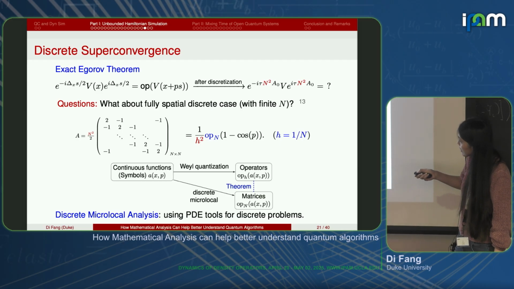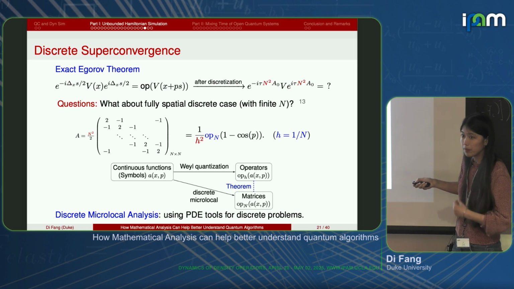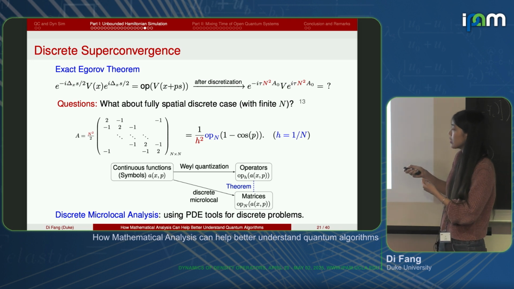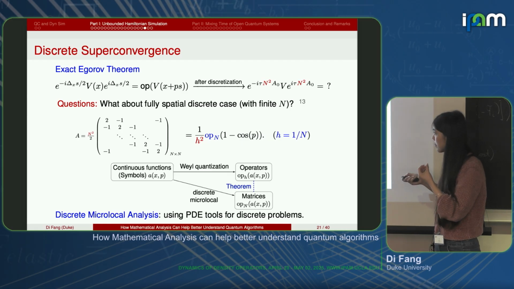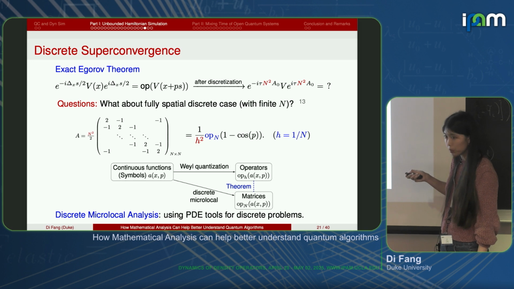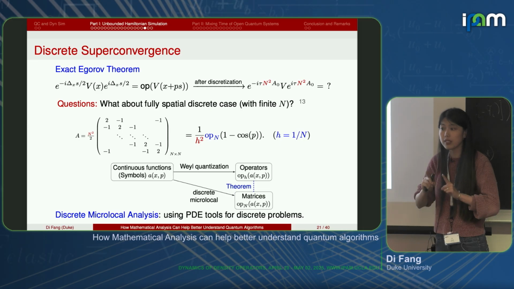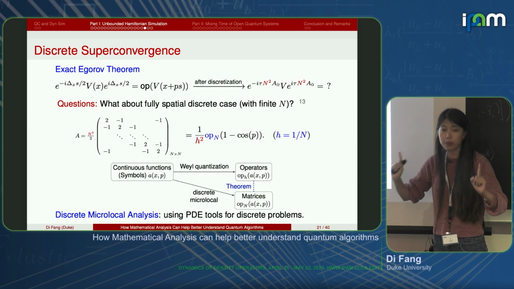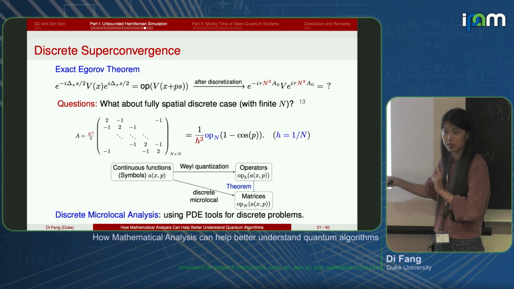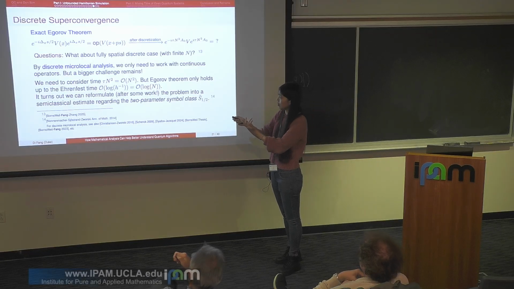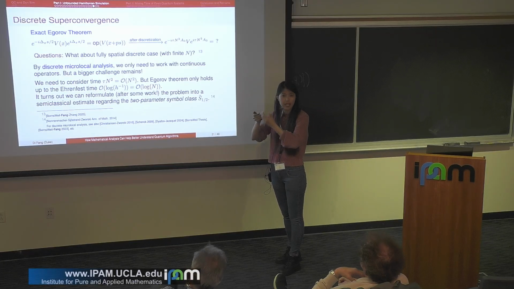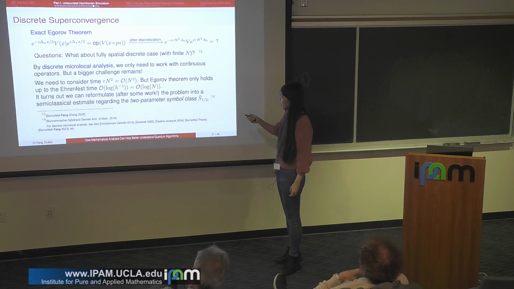So what one can prove is that the spectral norm of these matrices can actually be upper bounded by the L2 norm of the corresponding operators. What this essentially means is that we can use the PDE tools in the semiclassical microlocal analysis to deal with these discrete problems. So this is the very first step. We have a fully discrete problem, but nevertheless, I can use continuous PDE tools to deal with it because of this theorem. The second thing is that, okay, I do not have the exact Egorov theorem, but the Egorov theorem has a very nice approximate version of it.